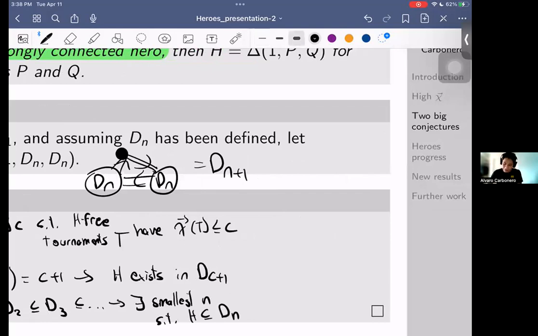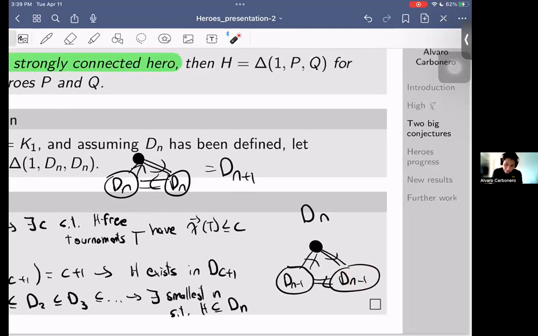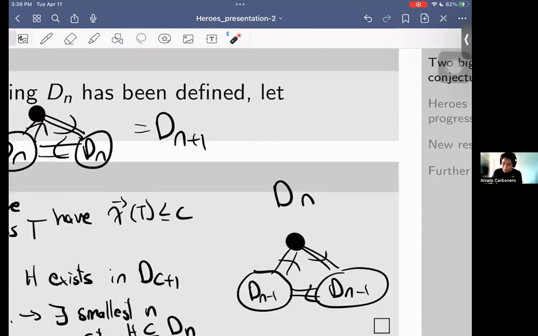And now we are so close to the proof. We have one more argument left. Let's look at D_n. Here we have D_{n-1}. Here we have D_{n-1}. By the definition of n, H is not here. H cannot be here because otherwise n would have been n minus 1. So H is also not here. But where else can it be? H is strongly connected. So H cannot be distributed among these two classes because that's not strongly connected. It has all edges in one direction, so it's not strongly connected. And furthermore, for the same reason, H cannot be here because again, this would imply that it's not strongly connected. And finally, it cannot be here, but we have run out of options.